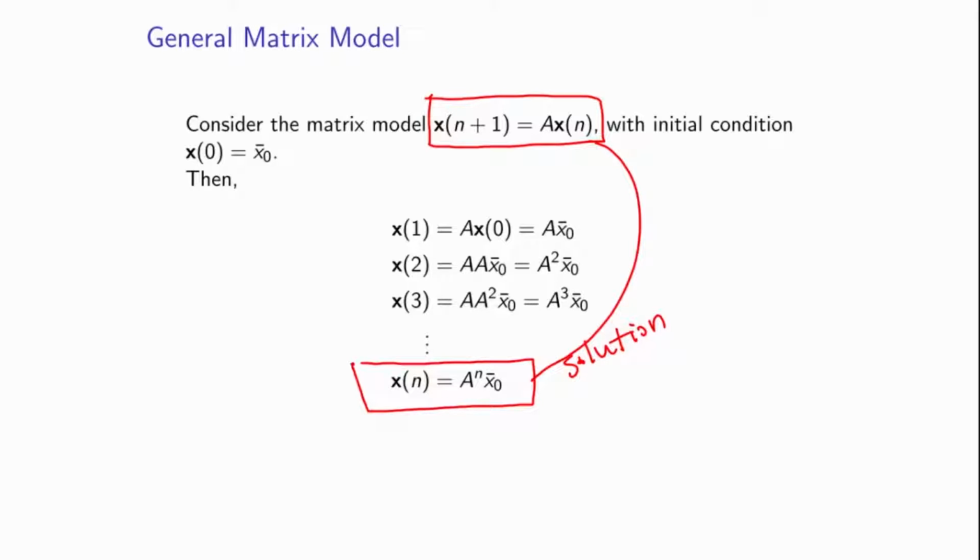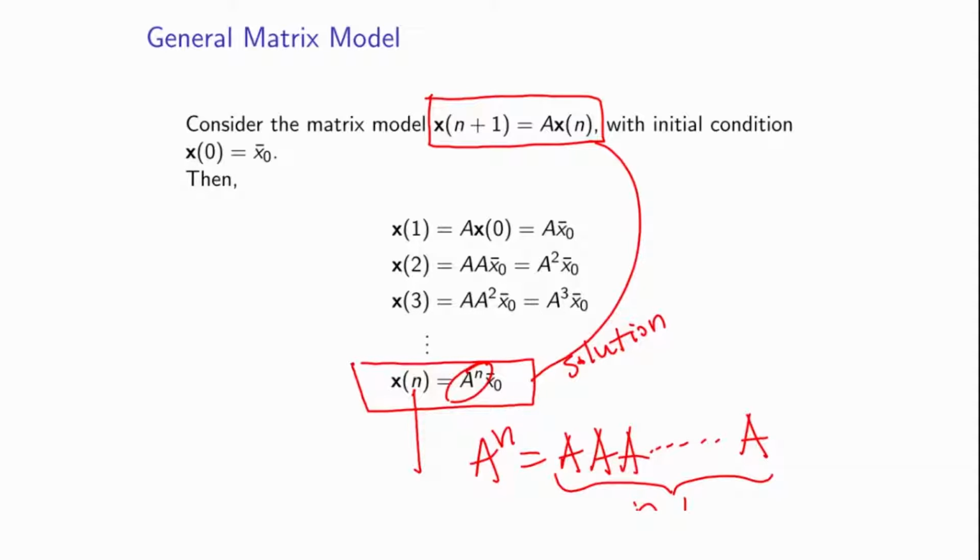It's called the solution of that model, okay? This is the exact solution. All you need to know here is the initial conditions, and you need to know the matrix A, and then you can multiply that matrix by itself. If you want the state of the system at time step n, then you multiply A times itself n times, okay? This is A to the n, which means A times A times A, all the way. Here you have A multiplying itself n times, okay?